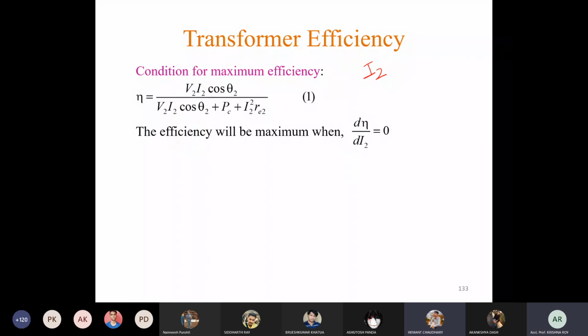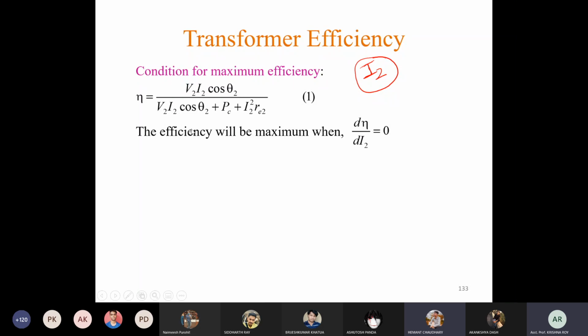So we have to find the value of current at which the efficiency will be maximum. Since we are varying the current to get the maximum efficiency, maximum efficiency does not occur at rated current. I2 is rated current, so at that current maximum efficiency will not occur. It will occur at some other current value, at some other load value. So we have to find that current and the condition for which this efficiency will be maximum.